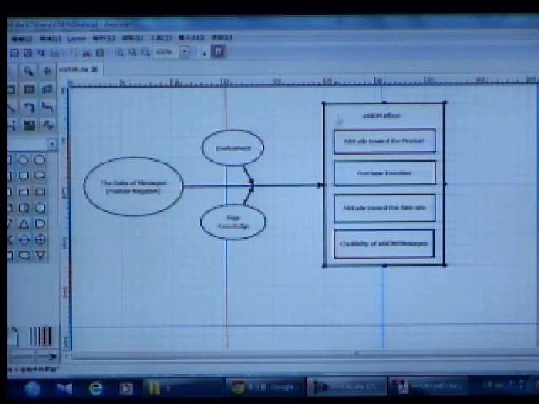Wonderful, wonderful. Now, let me ask you a question. How did you know to do that? You must be an expert at Dia. You must have used Dia before, right? No. So how did you know that? The function is like Word and PowerPoint. So I use the skill like Word or PowerPoint to use Dia.